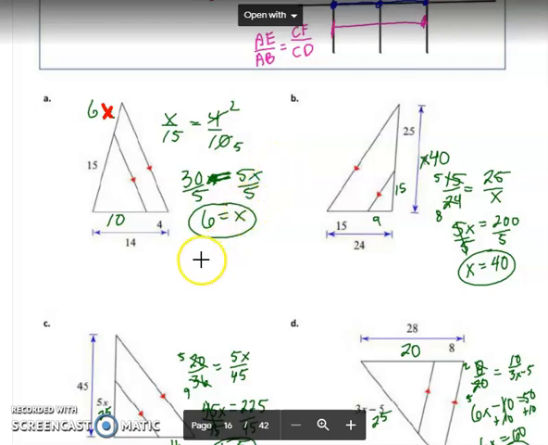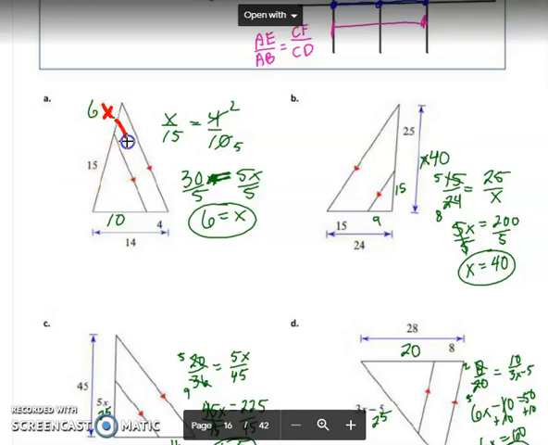Here's the way you can check your work. If I go through this correctly, I should end up with the same ratio. So 4 divided by 10 was 2/5. If I do 6 divided by 15, 3 goes into 6 twice and into 15 5 times. There's my ratio that's the same, 2/5.